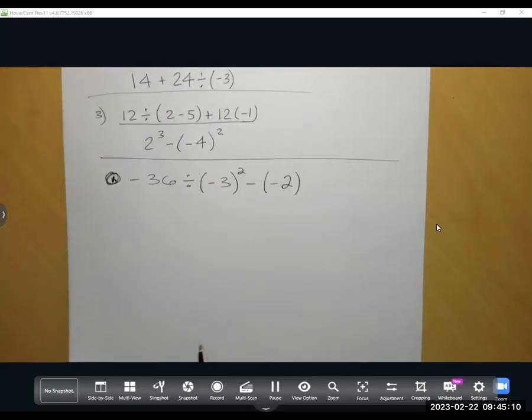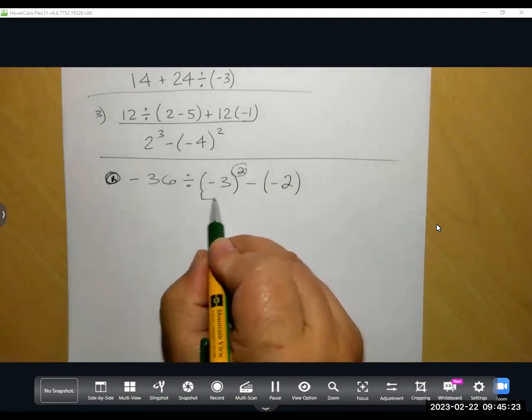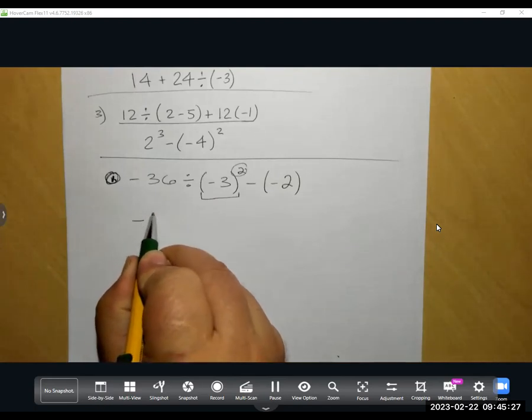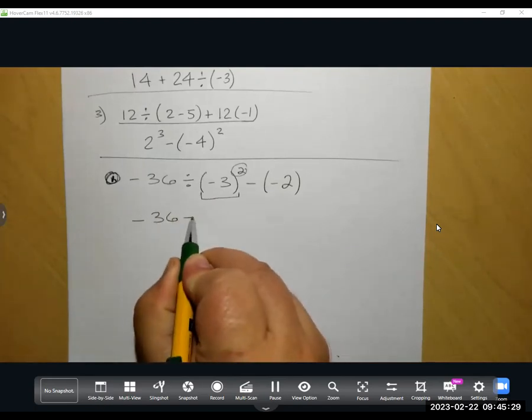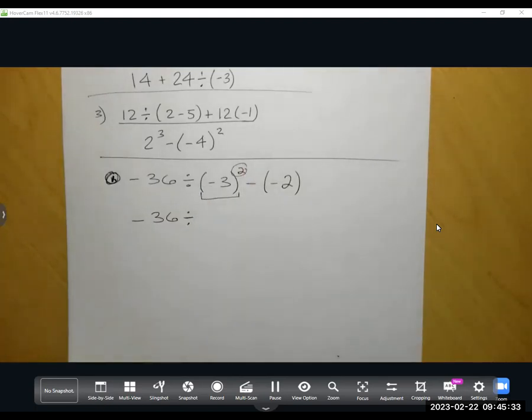Number one, the first one. Order of operations, what do we do first? Special operations. So what's the special operation? Here's the exponent. So it belongs to this parenthesis. Got 36 and so -3 squared becomes a what?